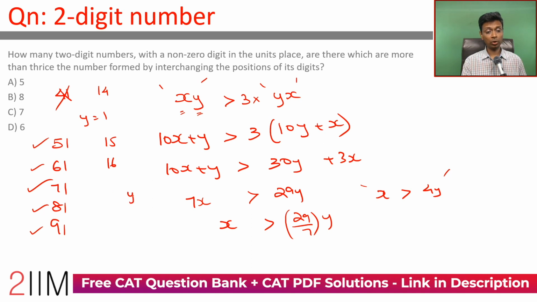We could put y equal to 2. 4 times y is 8. 82 and 28. 82 and 28 does not work. 28 into 3 is 84. 92 and 29. That works. With y equal to 2, there's only one possibility. 92 greater than thrice 29. Y could be 3, but if y is 3, it should be more than 4y. That's not possible. So there are 1, 2, 3, 4, 5, 6 numbers. This is what we are looking for.